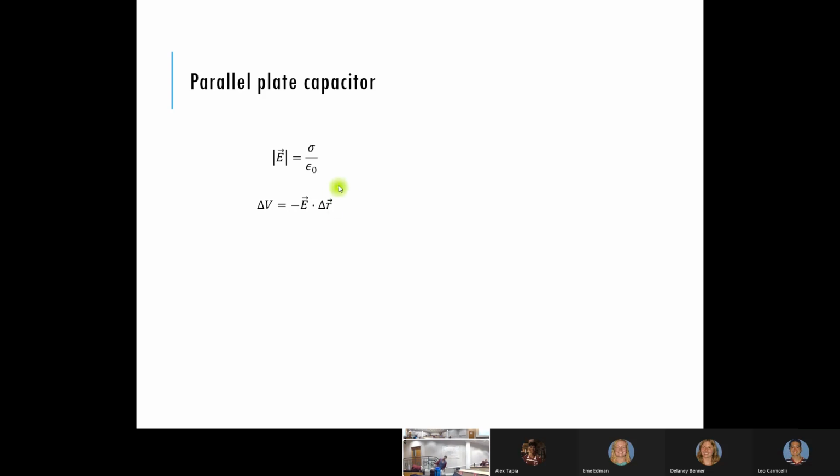I'm going to start off with this top one. What does it mean by change in distance? For the purposes that I'm thinking of here, it's the distance from the bottom plate to the top plate. So the separation distance, D.